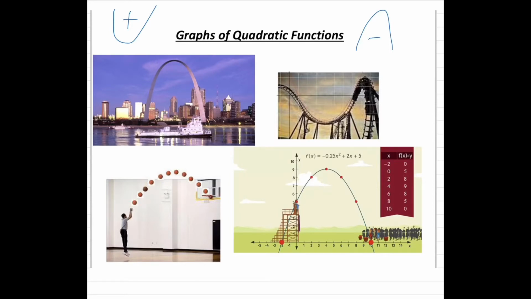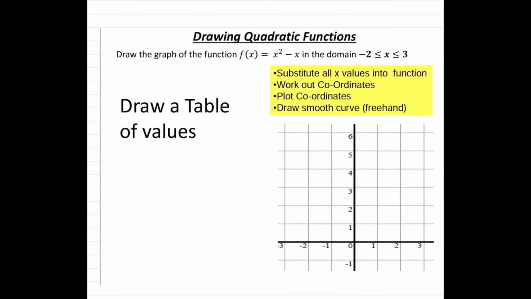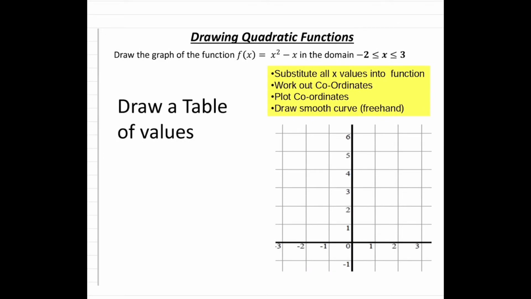So let's have a look at a sample question with quadratic functions. In this question, we need to draw the graph of the function f of x equals x squared minus x in the domain between minus 2 and 3. Now, unlike linear functions where we just need to sub in 3 values because it's a straight line, in quadratic functions we need to substitute all x values into the function. So to do that, we will make a table and then substitute in all our values.